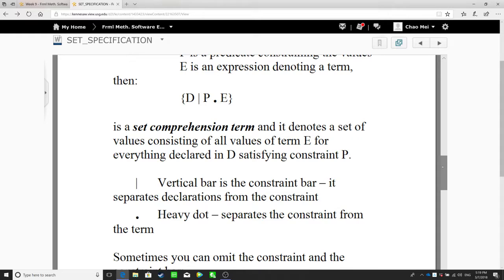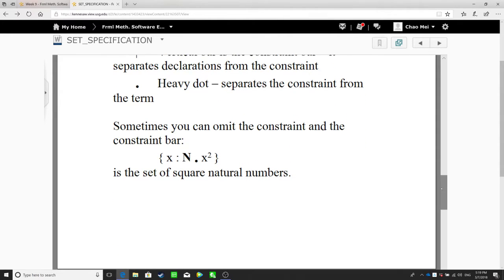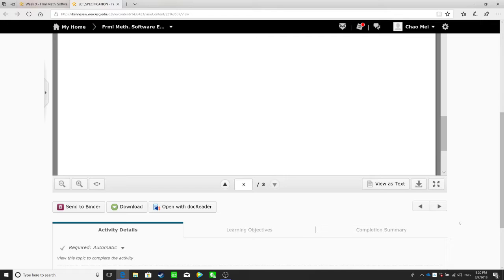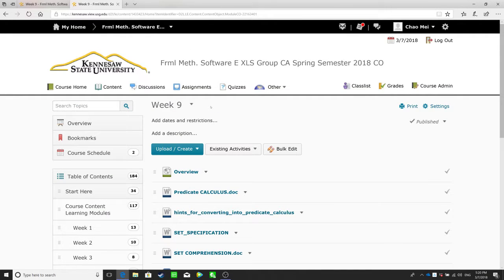The vertical bar is the constraint bar. It separates the declaration from the constraint. The heavy dot separates the constraint from the term. This is how we omit the constraint and the constraint bar: x in natural numbers, dot, x squared is the set of squares of natural numbers. So this is a little bit of review of the set. Now we have this knowledge, remember how we specify the set.